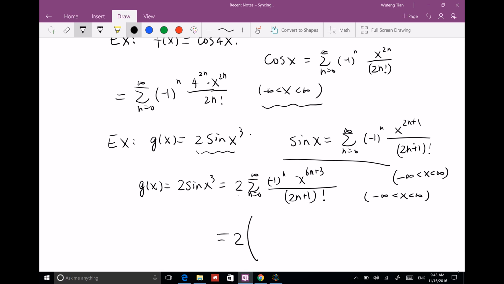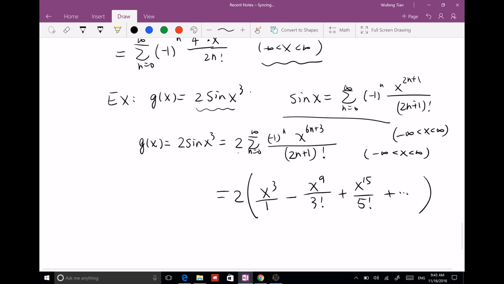Let's just write a few terms. Sometimes you can write a few terms to see how it looks. So the first one is n equals 0, so it's x cubed over 1. When n equals 1, it's minus x to the power 9 over 3 factorial, and then plus x to the power 15 over 5 factorial. You can write a few terms and you can see, okay, this is the expansion. All right, so next one.